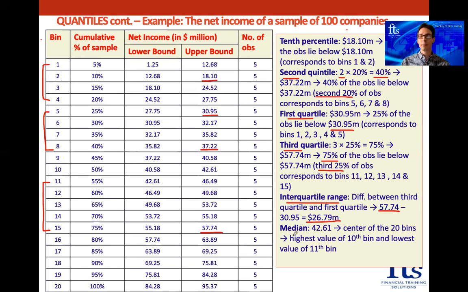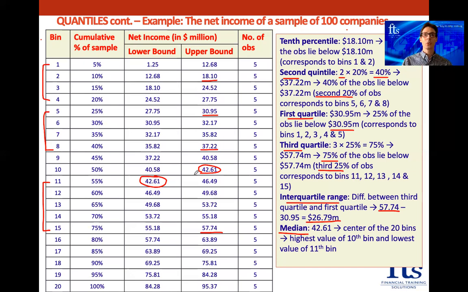And then lastly, what is the median? Aha, so the median we know is the center of these 20 bins that we've got. So we're going to take the center here, number 10. So it's going to be the highest value here of the 10th bin, which is going to be 42.61. Or we could also take the lowest value there of the 11th bin. So we could take one or the other, and that is going to be our median.